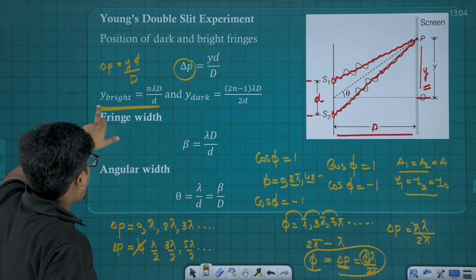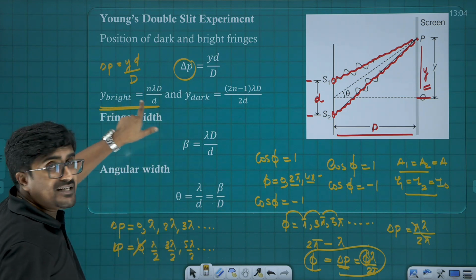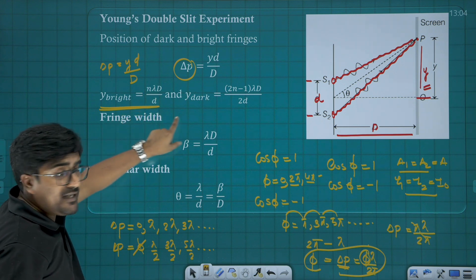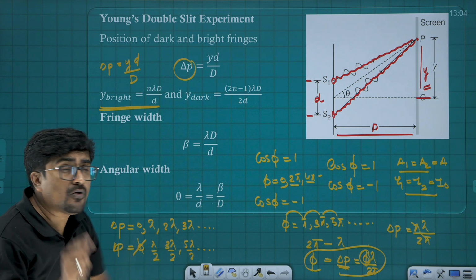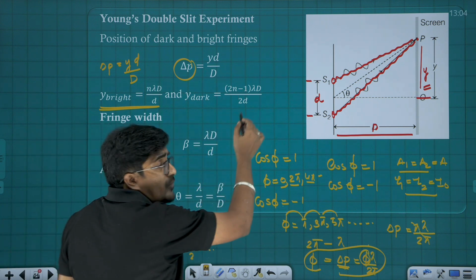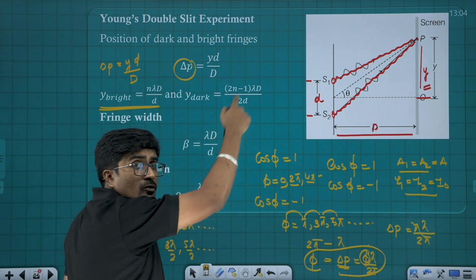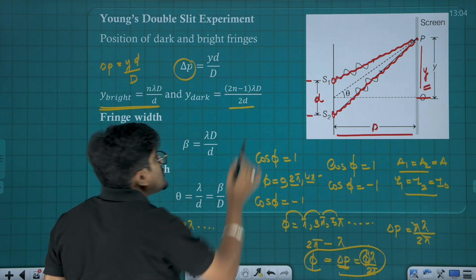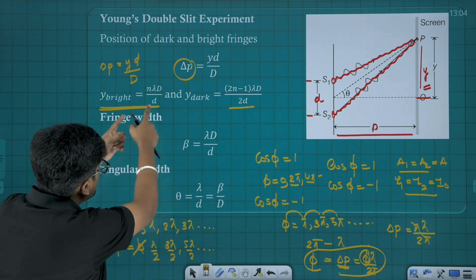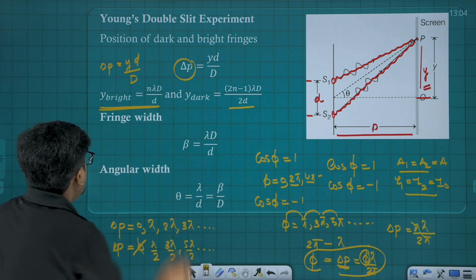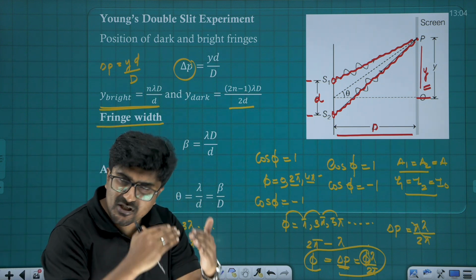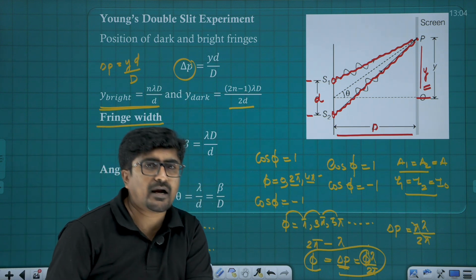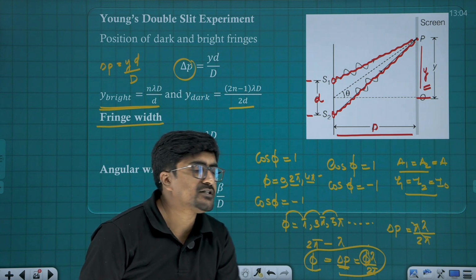The position of the bright fringe, y suffix bright, is n lambda D by d, and the position of the dark fringe, y suffix dark, is (2n minus 1) lambda D divided by 2d. Basically this is the same. Next is fringe width. The distance of separation between two successive bright fringes or two successive dark fringes is known as what?